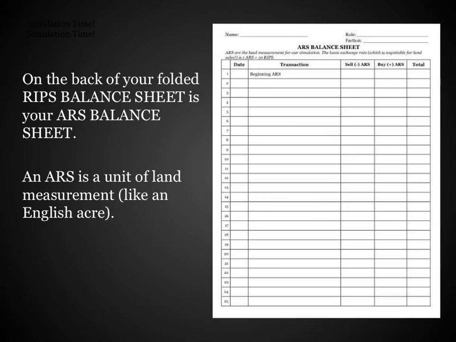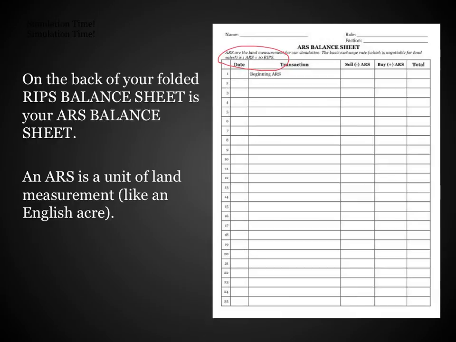Now on the back of your folded RIPS balance sheet is your Rs balance sheet. And Rs is a unit of land measurement like an English acre. Now, if you look at your Rs balance sheet closely, what you're going to see is that it has a ratio, RIPS to Rs, and it's right here. For the sake of the simulation, and anytime we talk just generally about the value of land, we're going to assume that 1 Rs is equal to 10 RIPS. So that's pretty valuable, really.